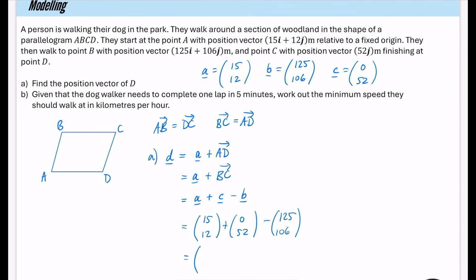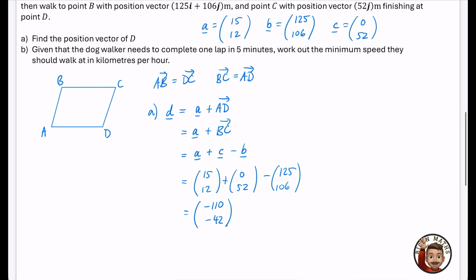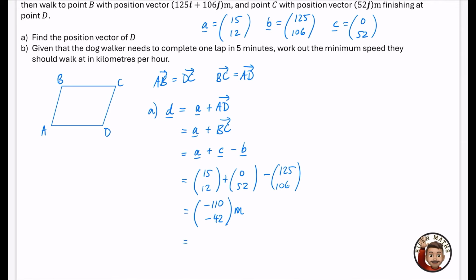So that is, for the i parts, 15 plus 0 minus 125, which is minus 110. And then the j's is 12 plus 52 minus 106. That is minus 42. So I could just write it with the m for meters, or I could say that it is minus 110i minus 42j meters. That's the position vector of D.